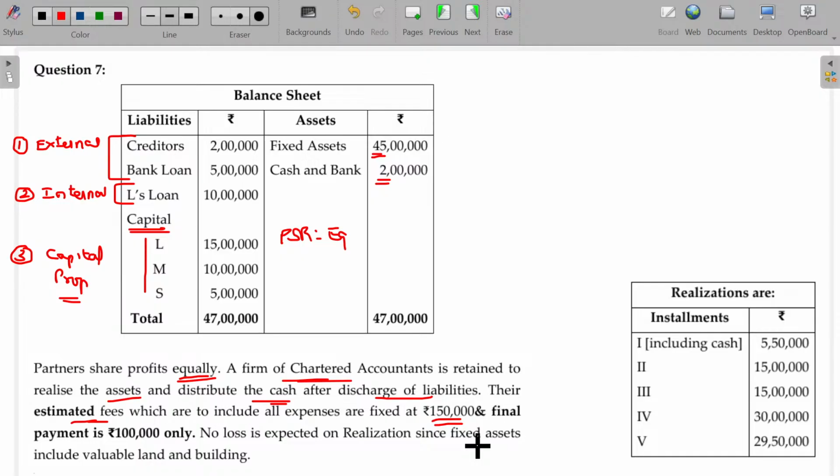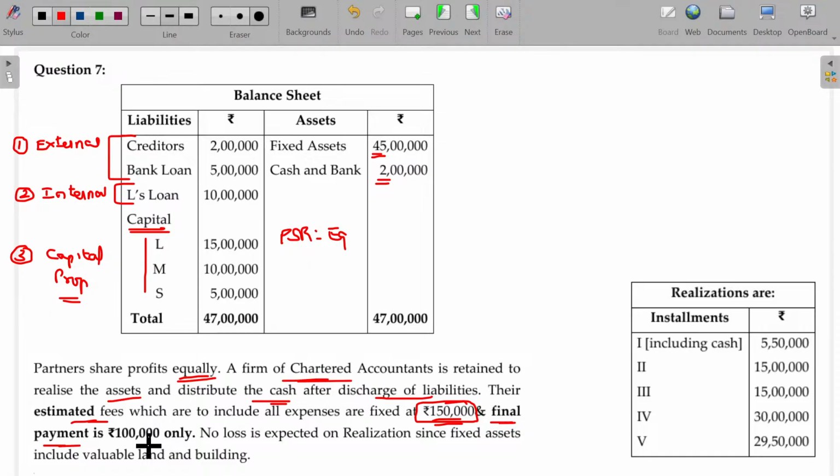So the management, the person who is taking care of this, will estimate and keep the money set aside. It will not be distributed. But this amount is frozen and kept aside in a bureau or locked in a bank account. It will be used for the final payment, but the final payment is only 1 lakh. So the estimated fees is kept aside.